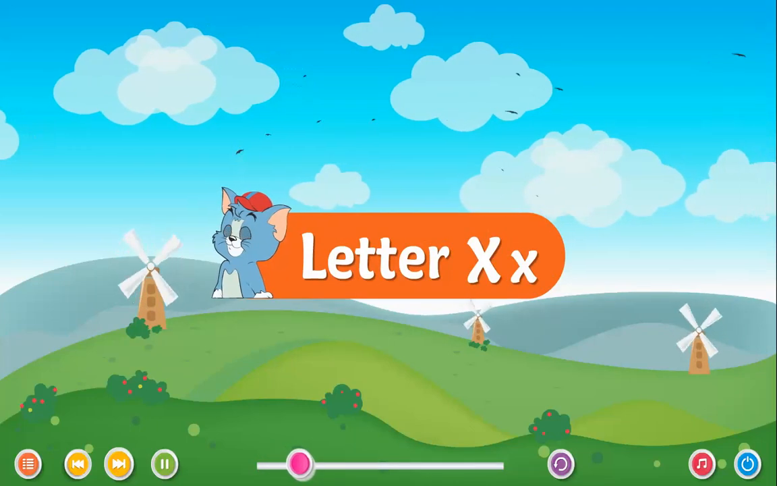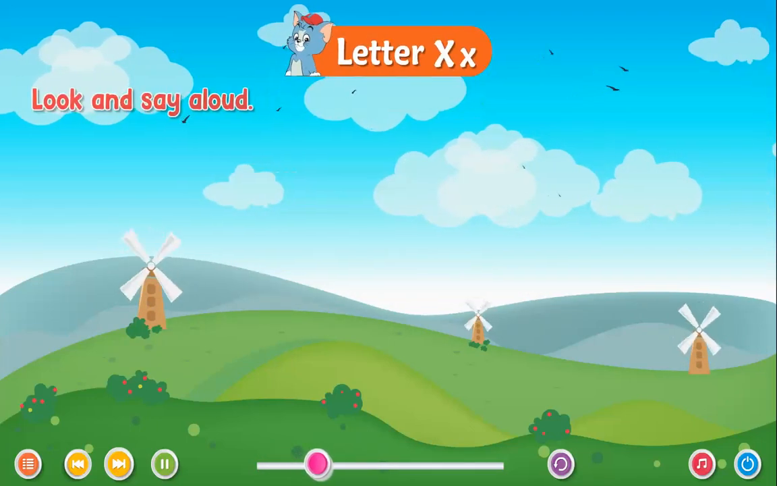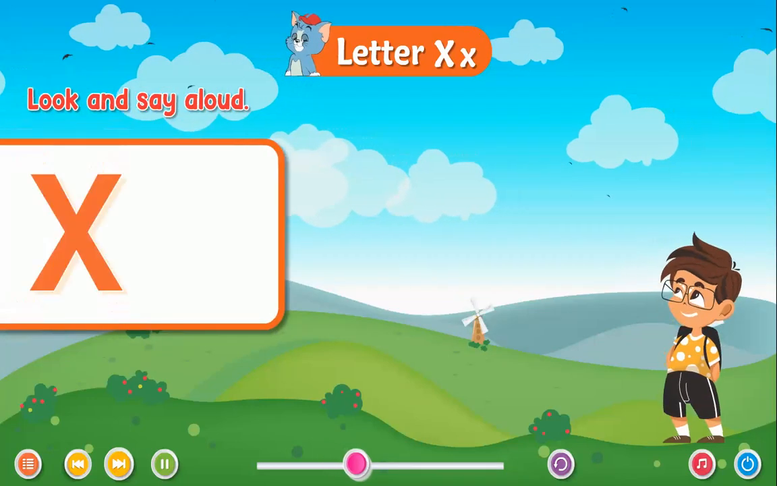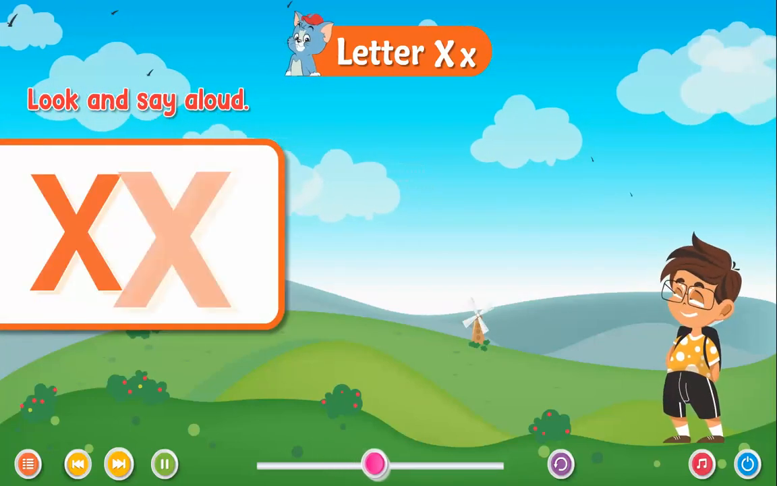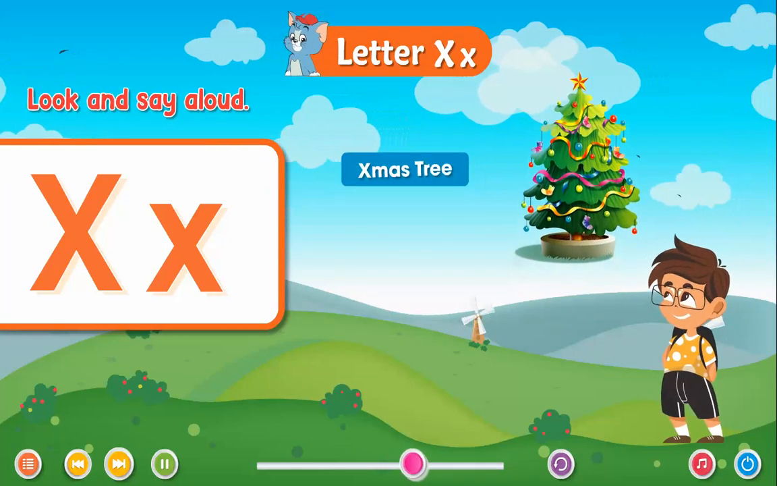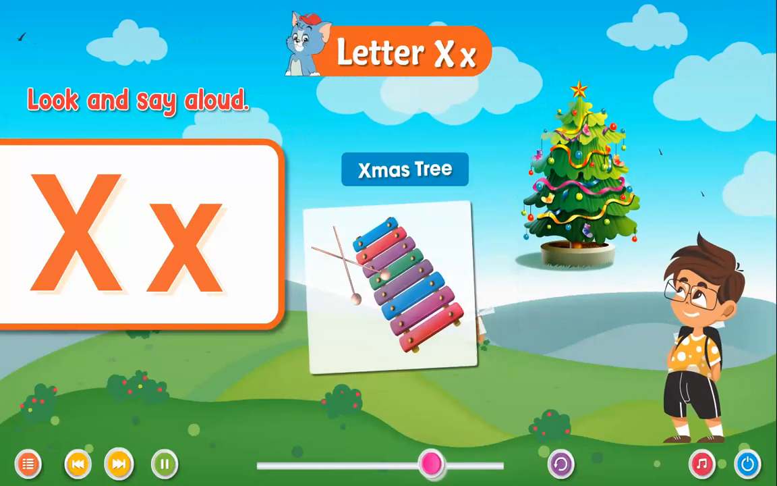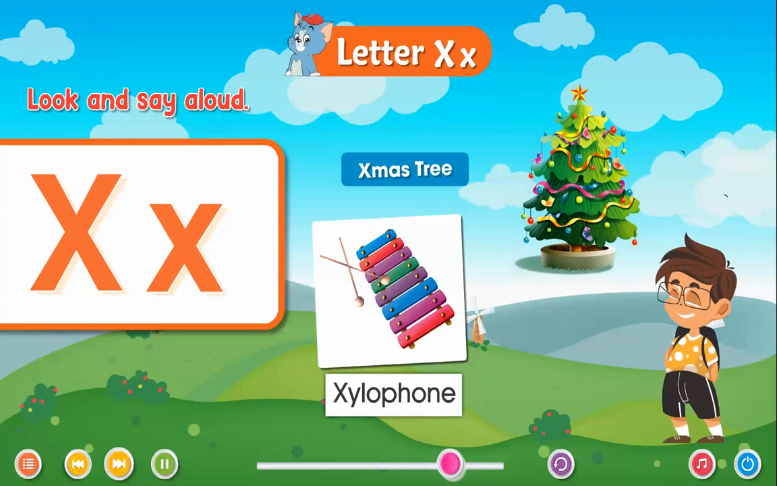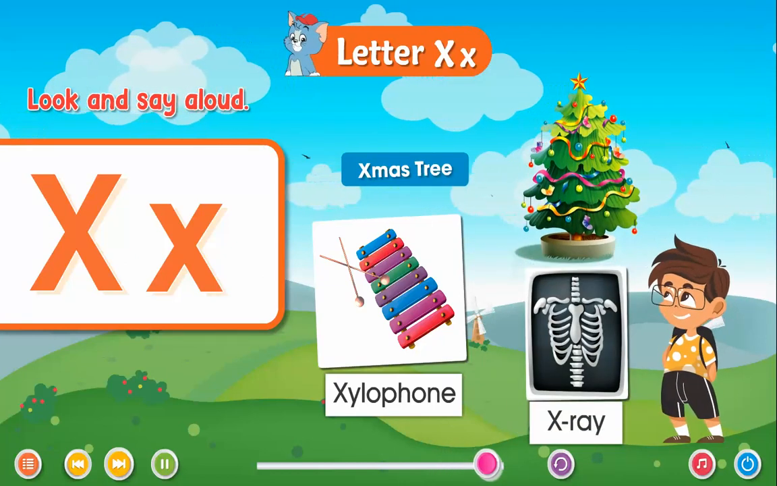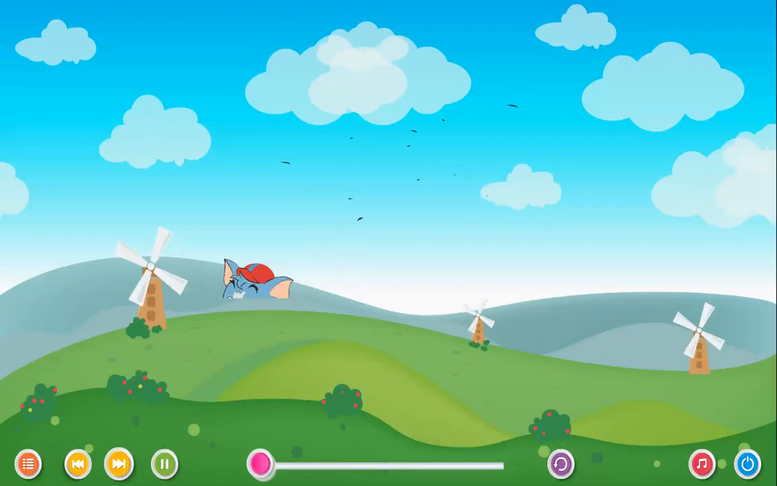Letter X. Look and say aloud. Letter capital X, small x. X for Xmas tree. X for xylophone. X for X-ray. Trace the letter. Color.